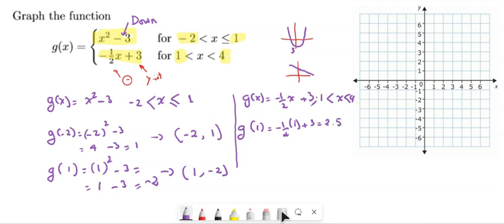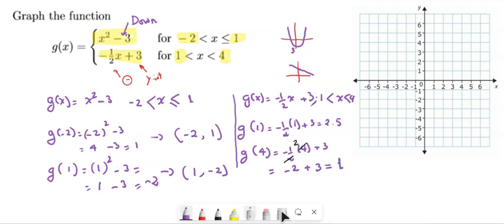All right, and I do the same thing with g of 4. This is going to be minus 1/2 times 4 plus 3. Okay, 1/2 and 4 cancel out. You're going to be minus 2 in there, right? So this is going to turn into minus 2 plus 3, and this is going to give you 1.